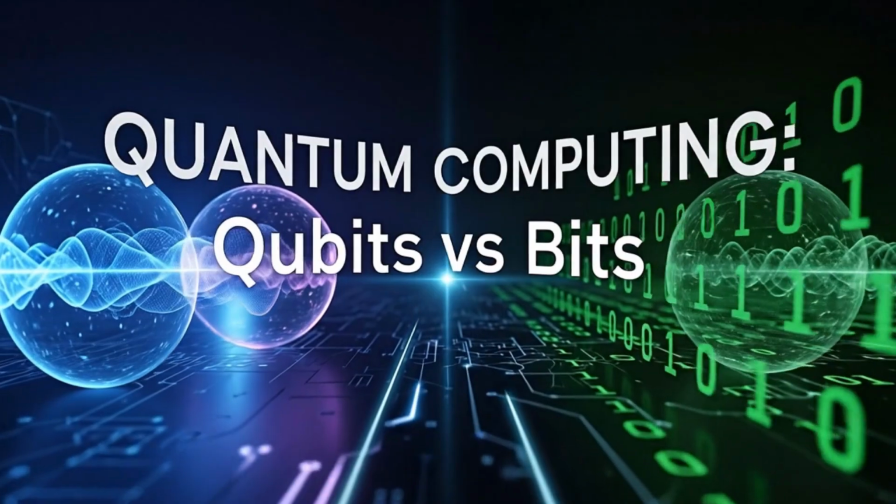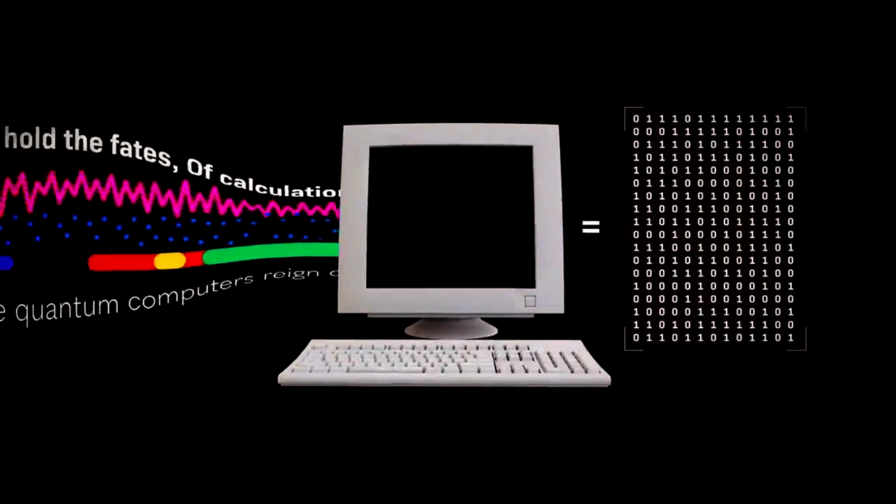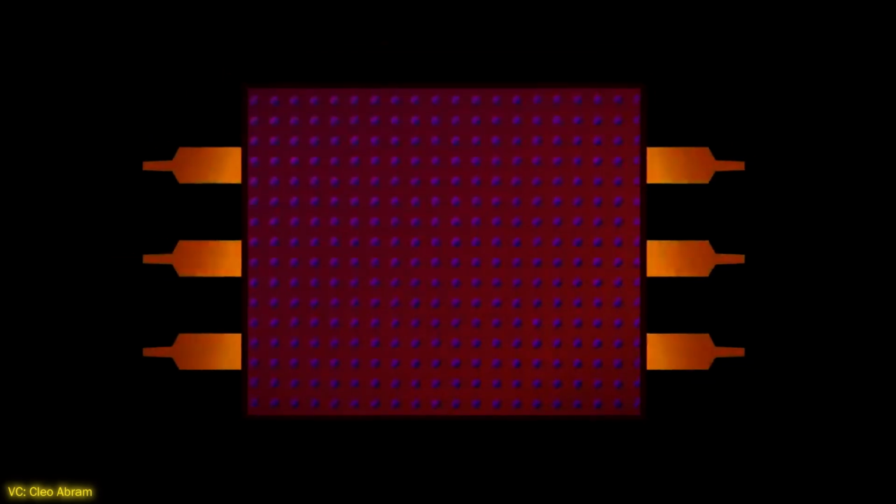Quantum Computing 101. Qubits versus bits. Traditional computers use bits, 0 or 1. Quantum computers use qubits, which thanks to quantum physics can be 0, 1, or both at the same time. Think of a bit as a coin lying heads or tails. A qubit is a spinning coin, a heads and tails blur until you look.